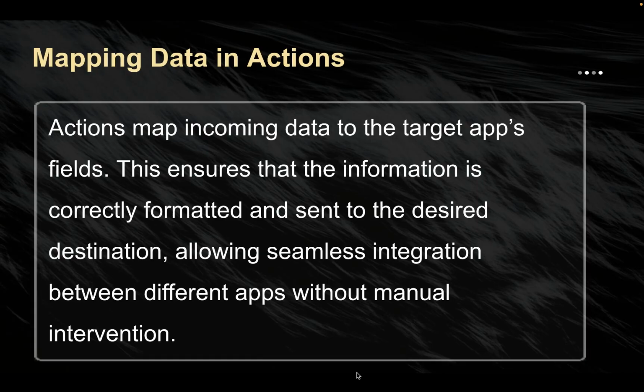Actions map incoming data to the target app's fields. For example, once the scenario starts, there is some data that is already available for use. So this data will be passed to the action modules. Then the module will use the respective data as needed. This ensures that the information is correctly formatted and sent to the desired destination, allowing seamless integrations between different apps without manual intervention. So the action here is helping you to ensure that you are using the right data for the right purpose.